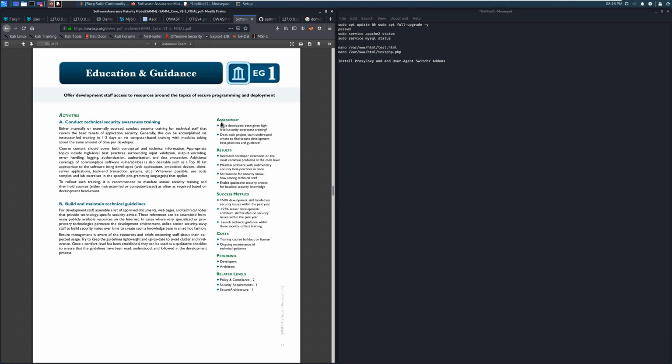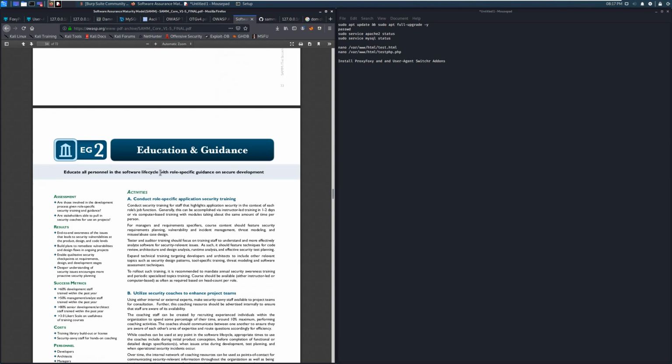On the right side of this page, you again have for level 1 the assessment results, the success metrics, the costs, involved personnel, and related levels. This is also important, because if you decide to work on your education and guidance, you might as well fulfill some requirements in compliance, or in policy, because the policy might say only educated developers are allowed to touch production code, right? And if you educate the developers, then you can tick the requirements in the policy section, because you provide them the guidance on this level. And of course, this is the advice for level 1.